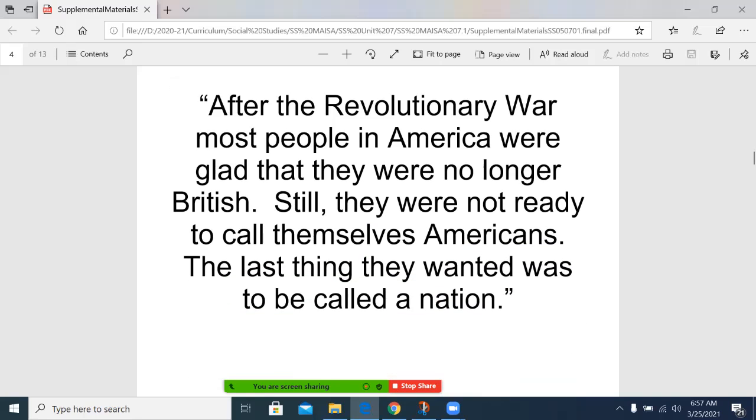The quote: After the Revolutionary War, most people in America were glad that they were no longer British. Still, they were not ready to call themselves Americans. The last thing they wanted was to be called a nation. This is where they saw themselves as New Yorkers and Virginians, amongst others. And this is going to hold true for a lot of people through the Revolutionary War, and then into the Civil War. They weren't saying, "Hey, we're Americans."